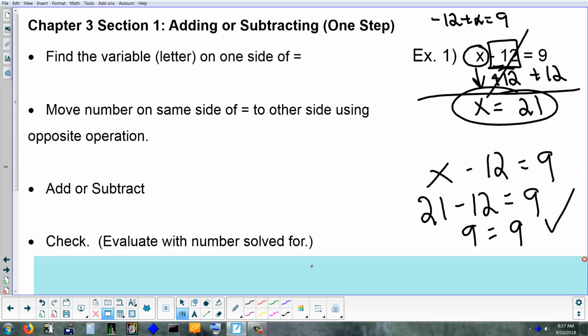Find the variable, whatever number's on that side with it, do the opposite of it on both sides, do the math on the right side, usually, sometimes on the left, and then check it, depending on if we ask you to check it or not. We're not always going to do that. Especially later in the year, we're not going to ask you to check. So those are the steps. It might be basic stuff, but it's a good refresher for you guys.